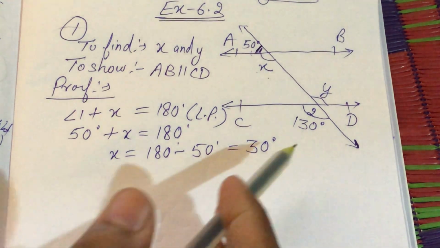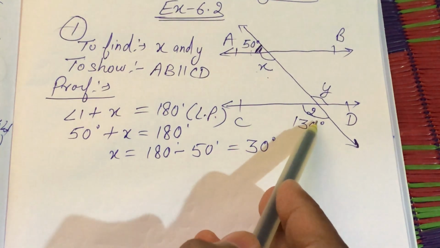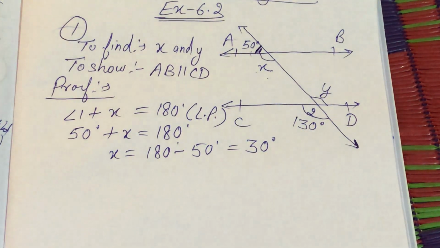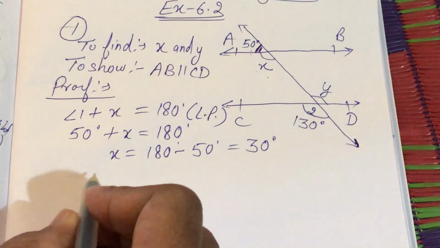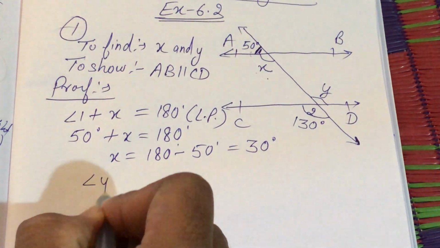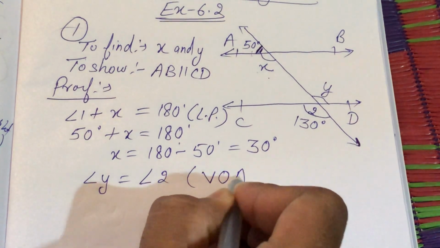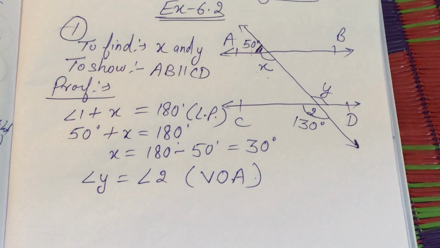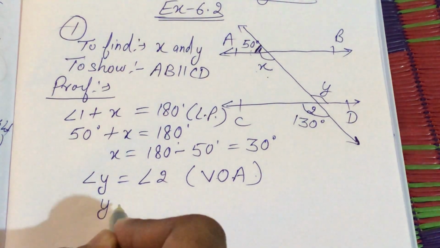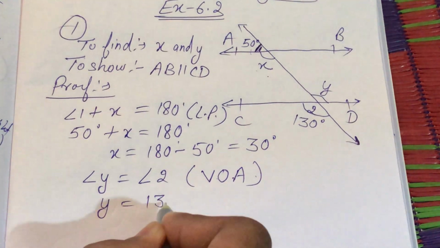Okay. Now the same process you need to follow for this one. This angle 2 and Y relation you can catch. What relation are you getting from it? This is vertically opposite angle. So angle Y equals to angle 2, vertically opposite angle. I am writing VOA, that means vertically opposite angle. So how much will Y be? Angle 2 is how much? 130, no?